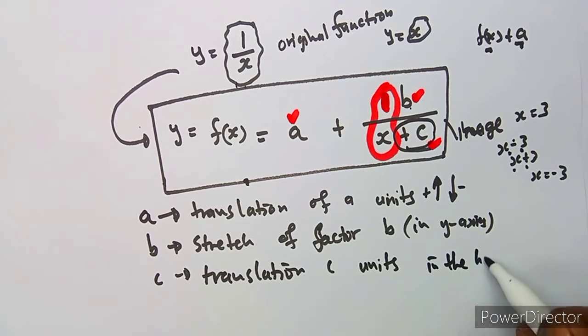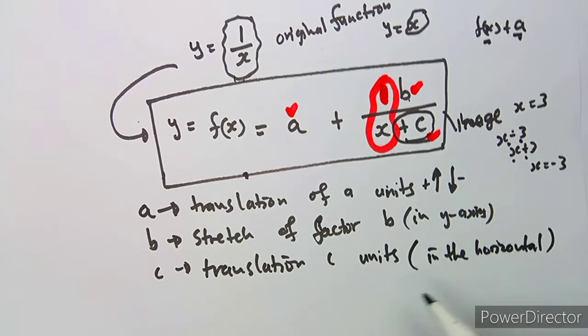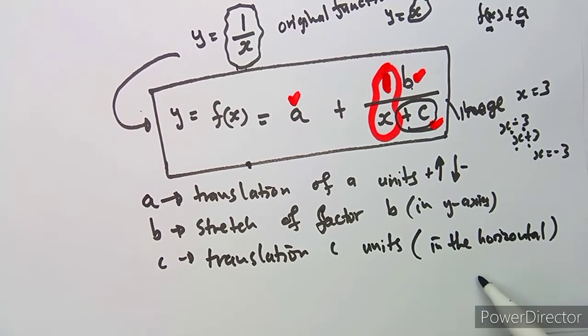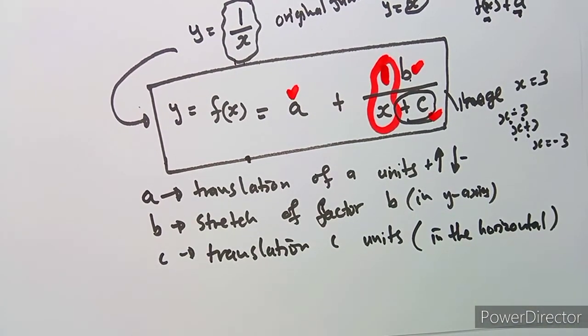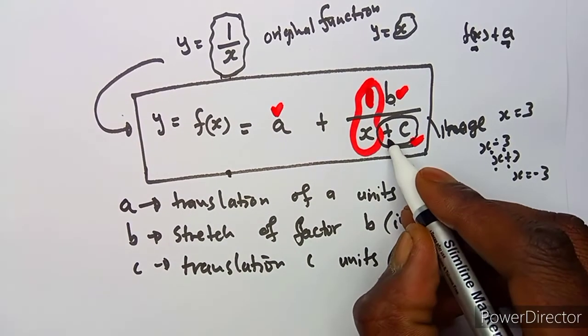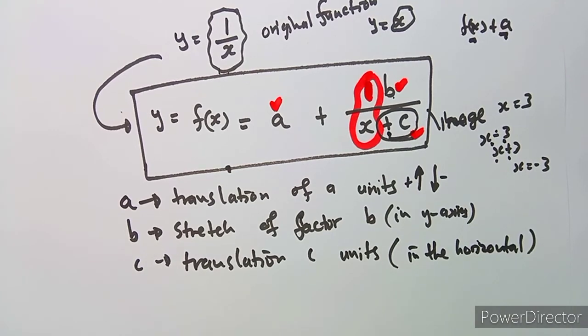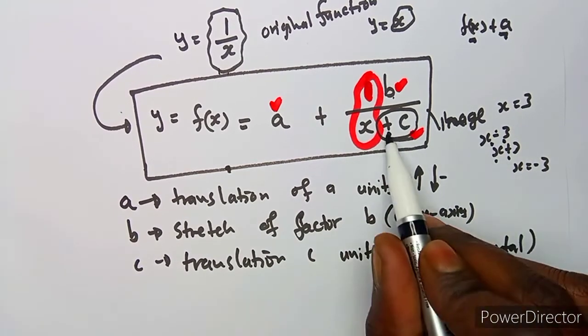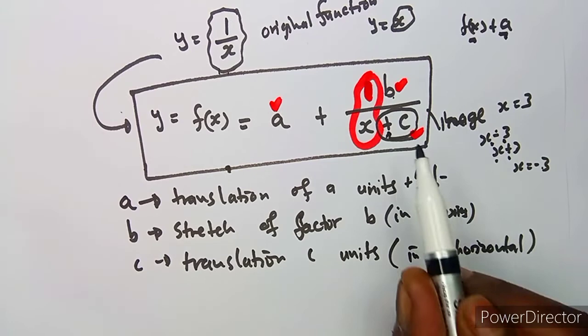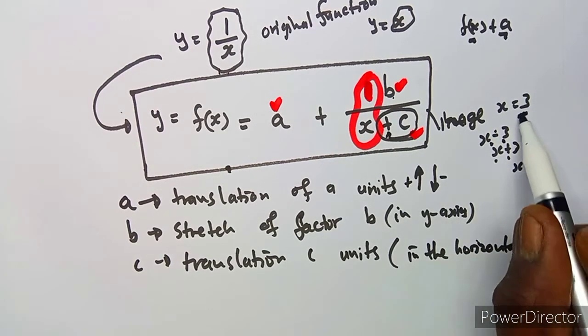I'm using this as a branch name to say in the horizontal, because it can be to the positive, which is to the right, or to the negative. So if this is a plus, it means to the left. If it is a minus, to the right, because you're going to equate a plus changes to a minus, and a minus changes to a plus. So that is the concept.